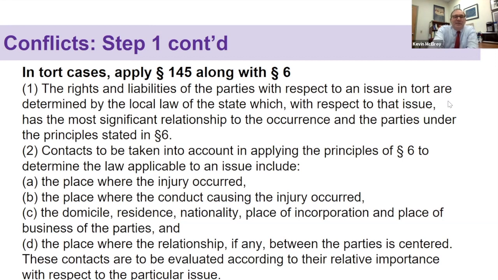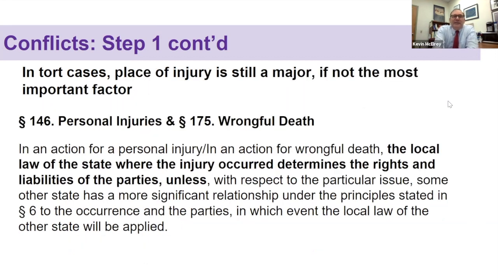And we'll get to this in a second. You're going to see in tort cases, the place of injury is still a major, if not the most important factor. And I've combined 146 and 175 here because they're the same wording with a different sort of introduction. All right. So if we look at 146, in an action for personal injuries under the second restatement, the local laws of the state where the injury occurred determines the rights and liabilities of the parties.